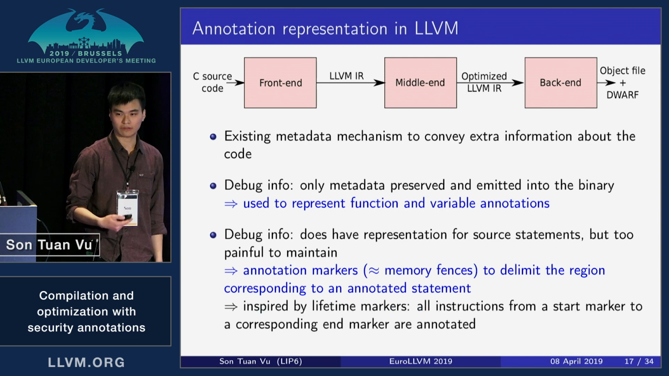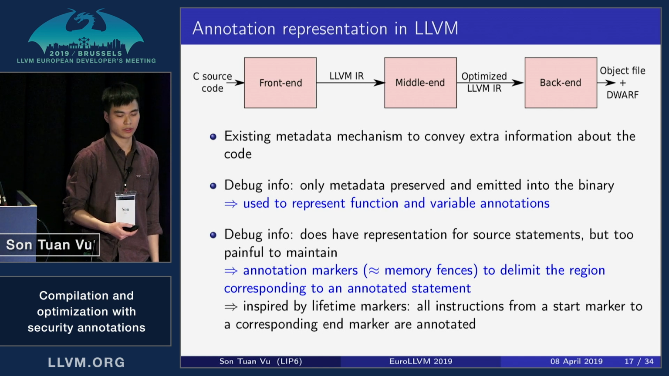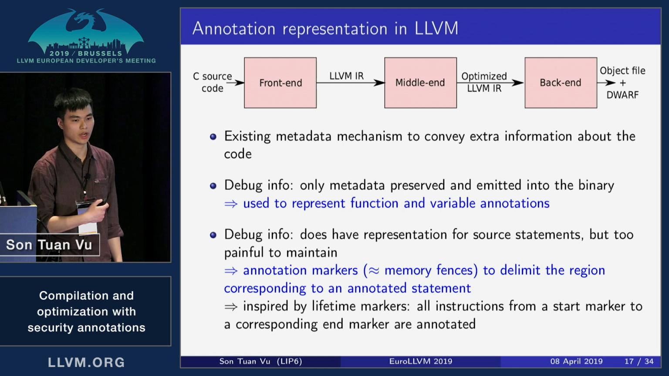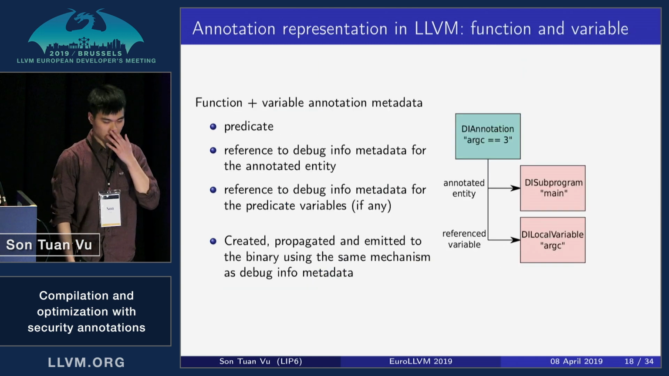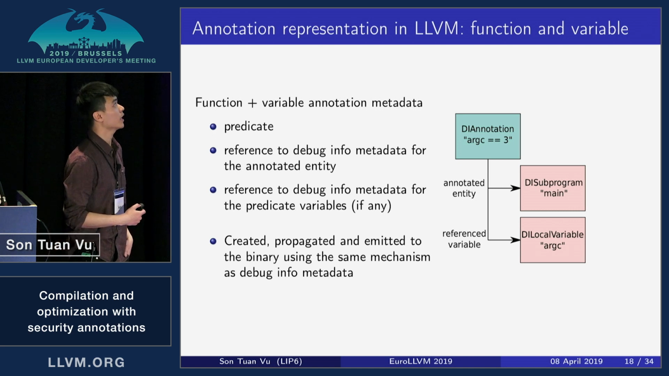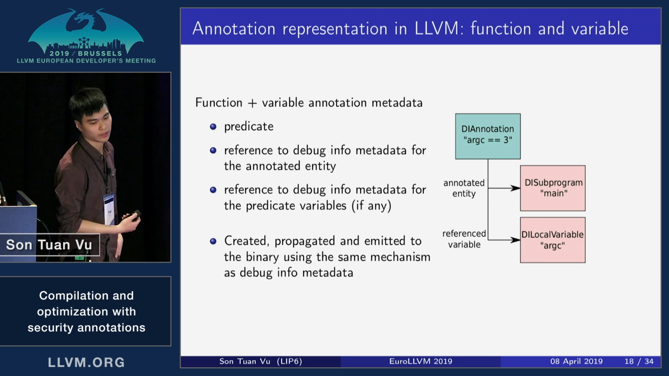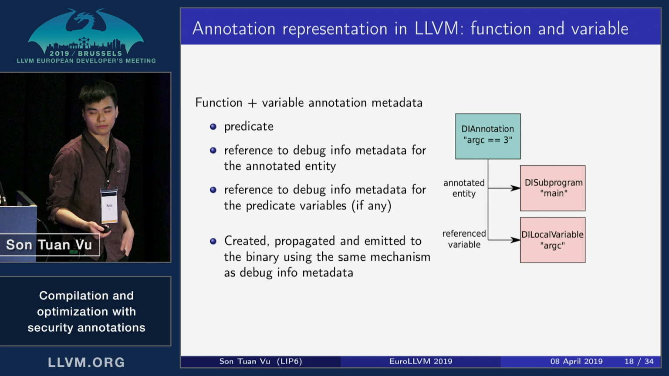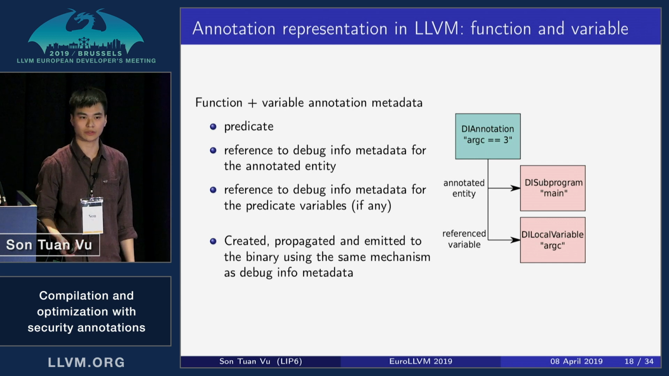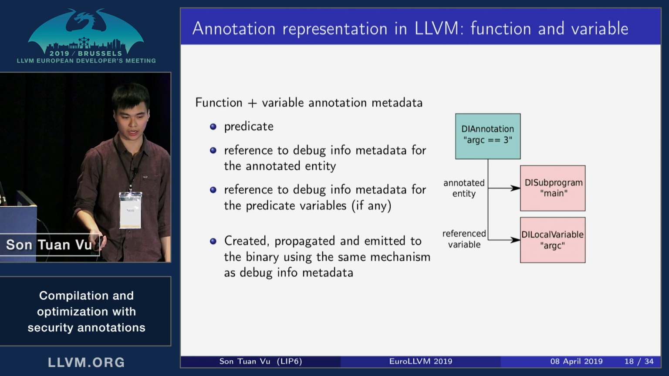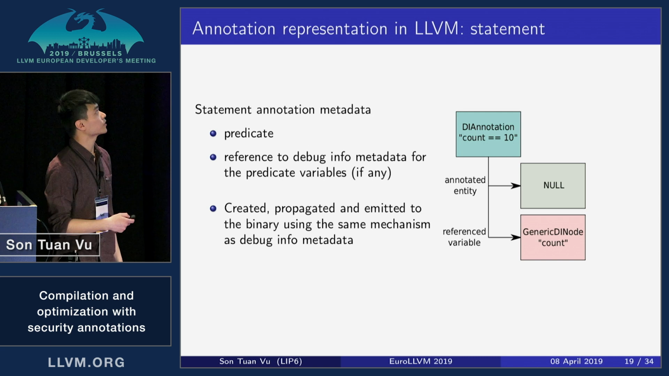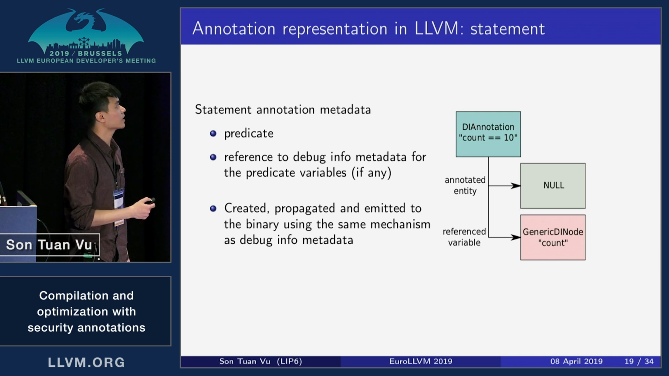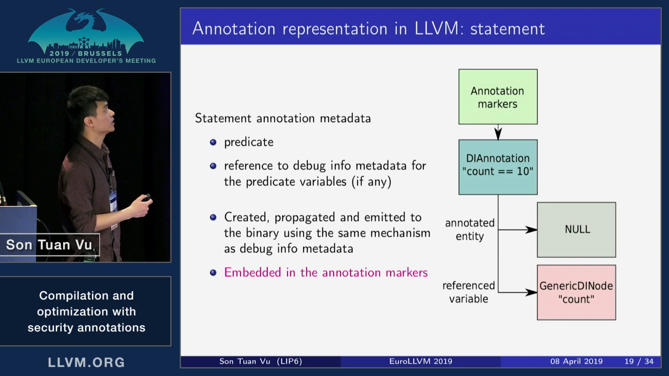This mechanism is inspired by lifetime markers, which already exist in LLVM. The semantics are that all instructions from a start marker to a corresponding end marker are annotated. So we define a new type of metadata for annotation, and here's how a function or variable annotation metadata looks like. It contains a predicate, a reference to the debug info metadata for the annotated entity, and for the predicate variables. The annotation metadata is created, propagated, and emitted to the binary using the same mechanism as debug info metadata. As for statement annotation metadata, the only difference is that it doesn't have an annotated entity, but instead it is embedded in the annotation markers.